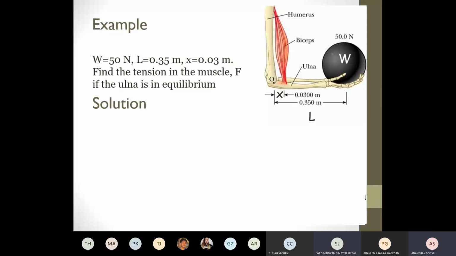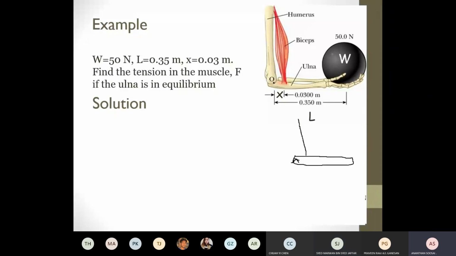Now find F, find the tension in the bicep muscle, if the ulna is in equilibrium. How do you find this? First thing, always identify all the forces acting on the system. What are the forces acting on this system? The ulna, I just put it like a rod, with the pivot here. What is the force acting?